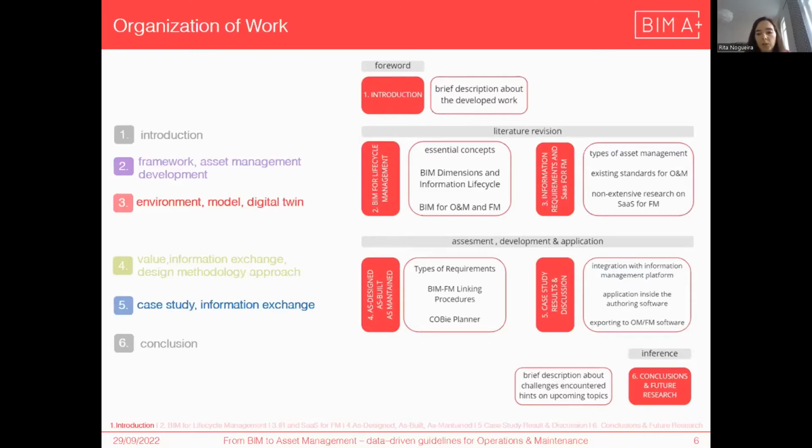And then chapters 4 and 5 are a reflection of the company interaction. So we explore the BIM to FM linking procedures and possibilities, and we started to define concrete requirements. So we start to design a tool that we called COBie Planner. And finally, in chapter 5, we highlight the functionalities of COBie Planner and also use it inside authoring software and operations and maintenance software.